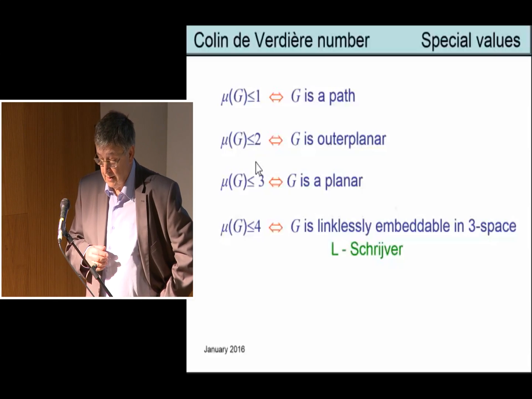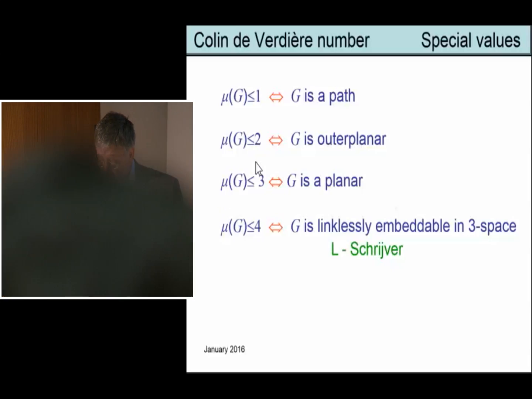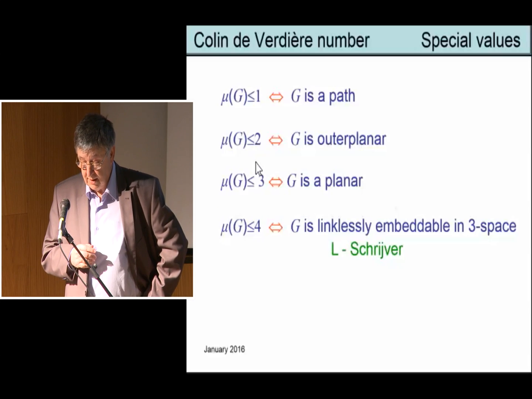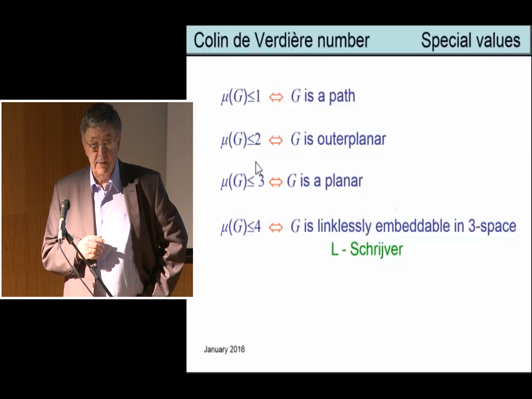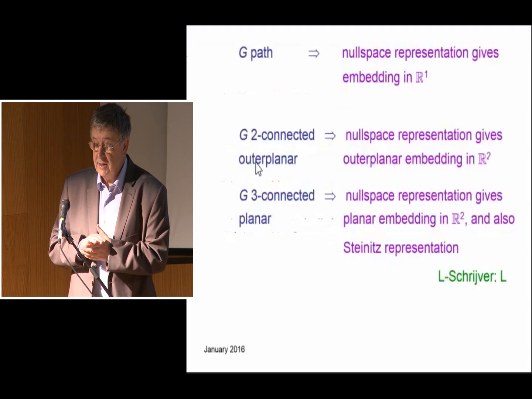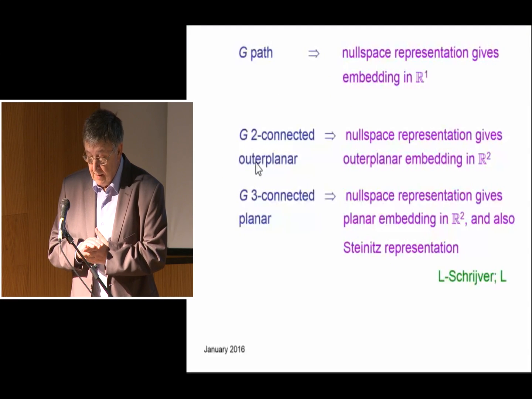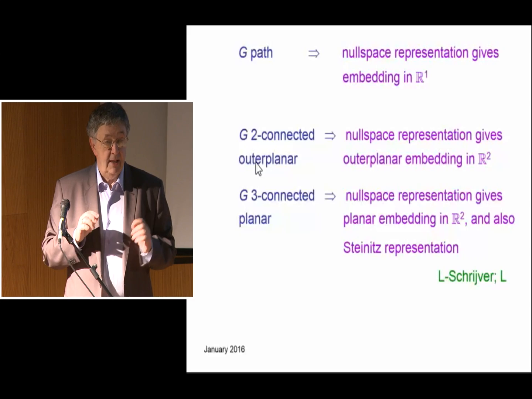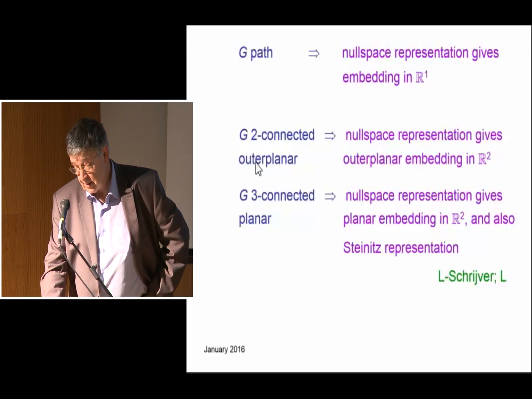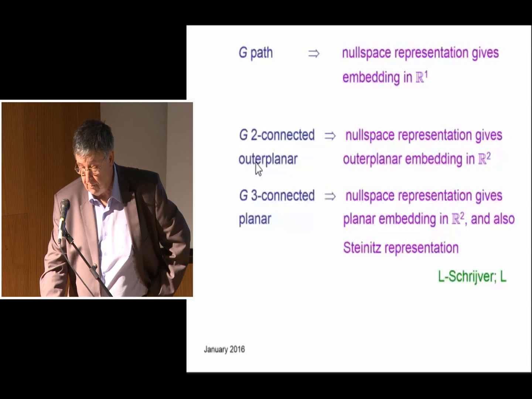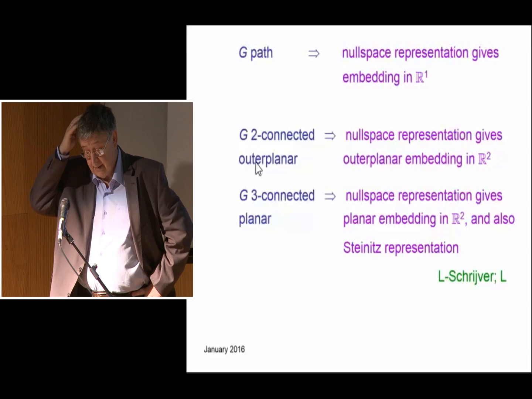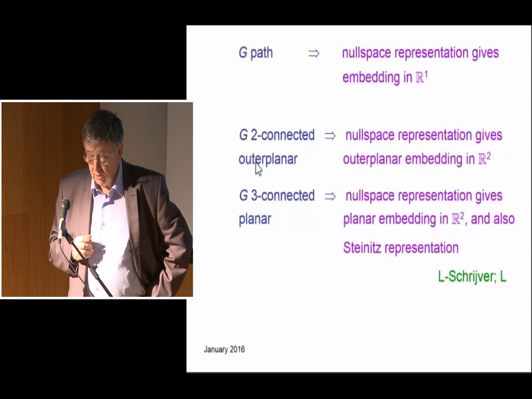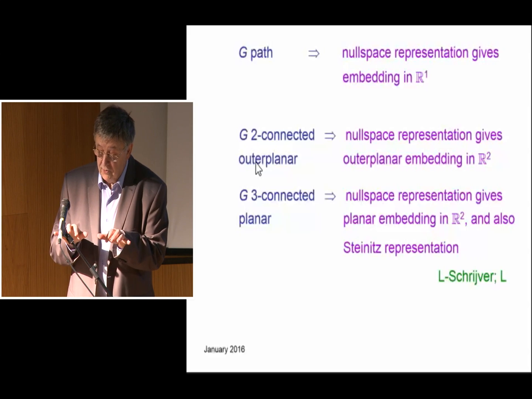Let's go on and look at the next case. So with Lex we proved many years ago that this is at most 4 if and only if the graph is linklessly embeddable in free space. So the graph can be embedded in free space so that no 2 cycles of it are linked. This is a very interesting class of graphs which I will not be able to say more about, except for one question which is unsolved, and I think it's a very interesting question. So if a graph is a path, then the null space representation actually gives an embedding of it in R1.